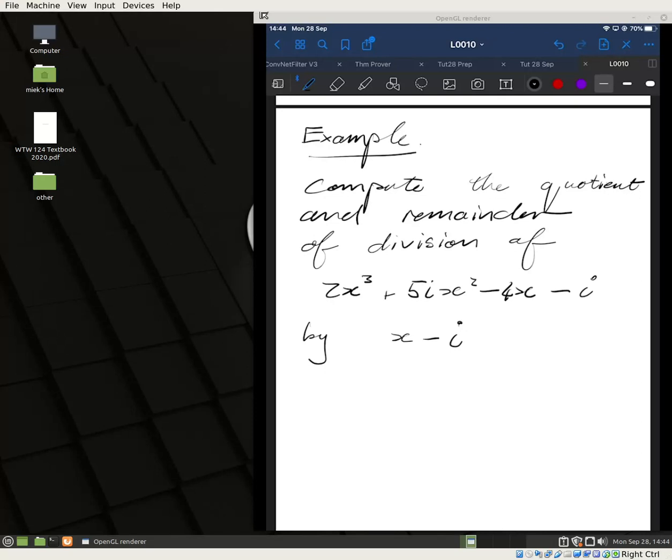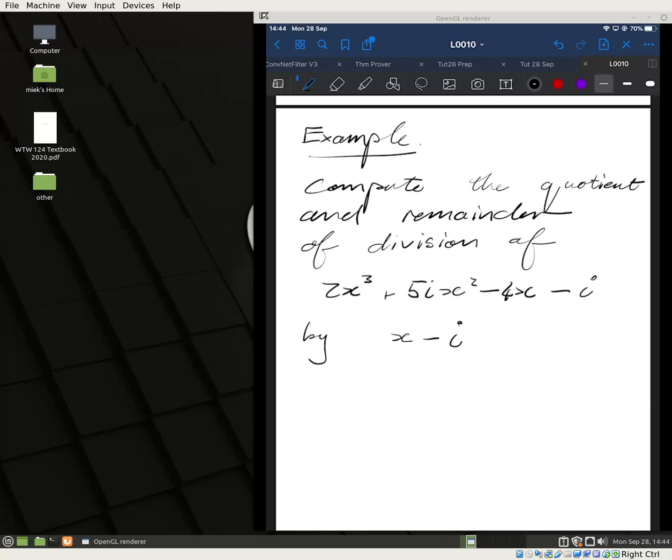Let's take a look at this example. Compute the quotient and remainder of division of the following polynomial, 2x cubed plus 5ix squared minus 4x minus i, by x minus i.